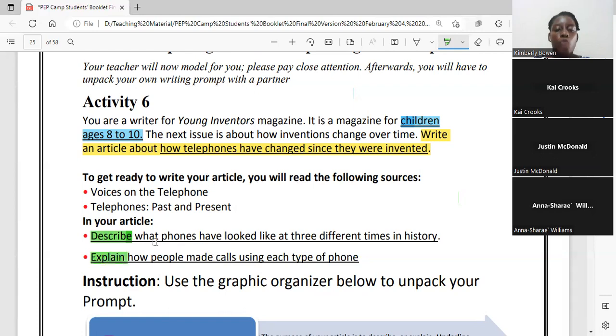So the strong verbs, what we're going to be doing in the article, is describing what phones have looked like at three different times in history and explaining how people made calls using each type of phone. So both of these words tell us what we're going to be doing. We're going to be describing and explaining. And as a result, these are the strong verbs. All right?